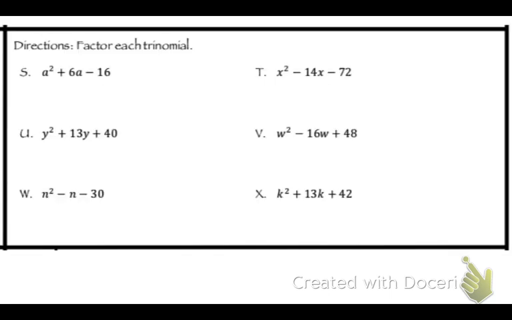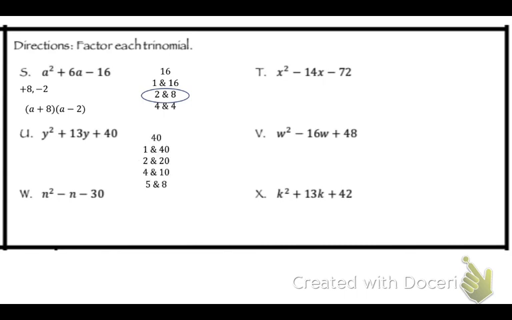Let's do another example. Now let's do this one. So we have to see what will multiply to be negative 16, and add to be 6. Well, we have 1 and 16. Nah, that's not going to work. 2 and 8, that will work, because we can do 8 minus 2. So positive 8 and negative 2, and that's going to be x plus 8, x minus 2.